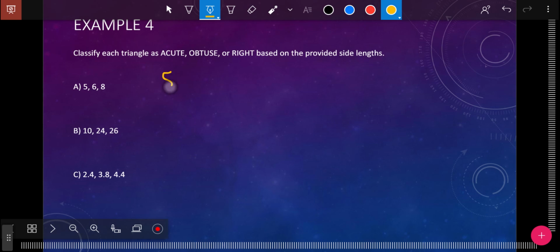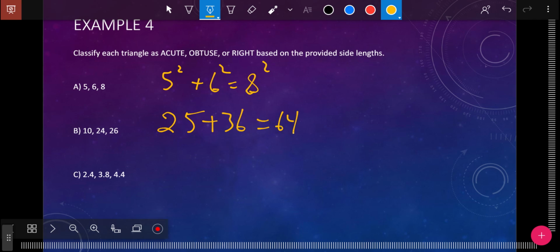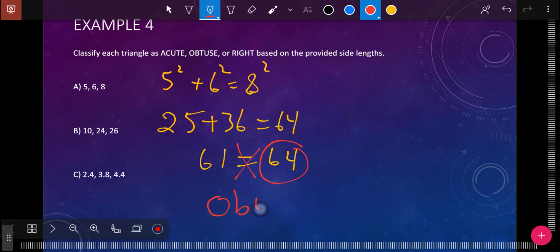And so 5 squared plus 6 squared equals 8 squared. Now, how do I know that 8 is the C? 8 has to be the C because it's the biggest number. And so 25 plus 36 would equal 64, which is 61 equals 64, which is not true. All right, that is not true. So which one's bigger? 64 is bigger. And so that means this is obtuse.